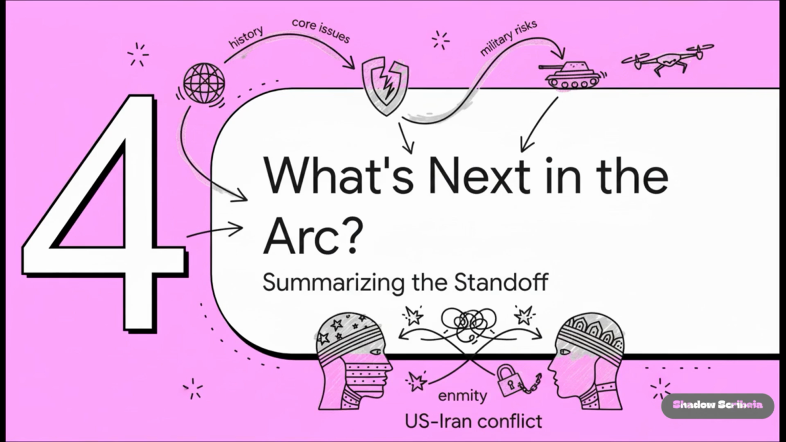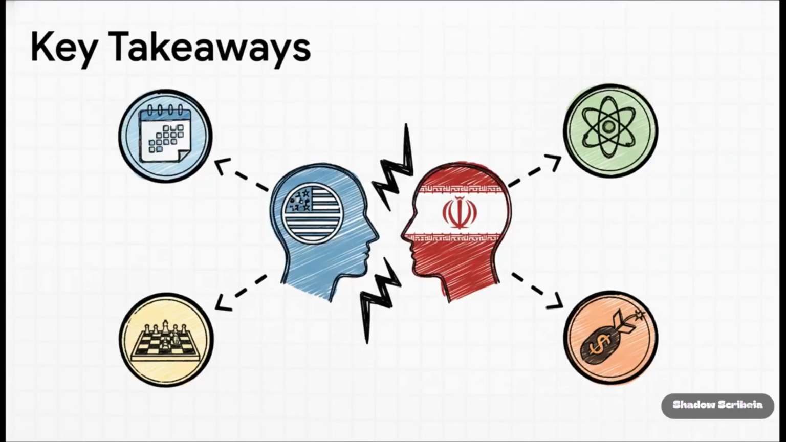Okay, so let's take a breath. We've gone through the history, the big points of conflict, the military risks. Now let's connect all the dots and really summarize what defines this long, difficult arc of enmity. So when you boil it all down, what do you get? It's really like this toxic cocktail, right?